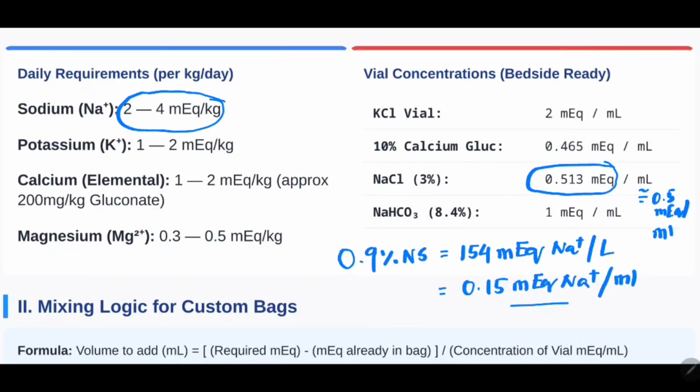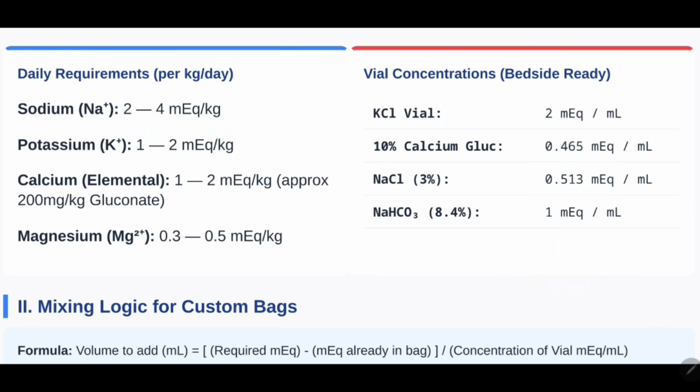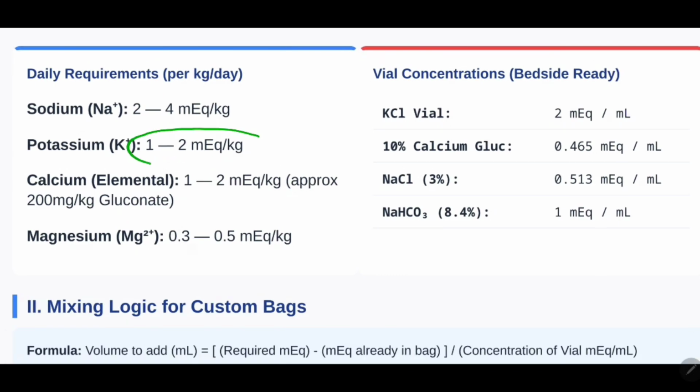So you can cross check what the maintenance fluid is and how much requirement is met with that maintenance fluid. In critically ill patients, you have to add or subtract sodium according to the sodium level of that patient. Now going into potassium. What is the daily requirement of potassium? That is 1 to 2 milliequivalent per kg, and each ml of potassium chloride has 2 milliequivalent of potassium.